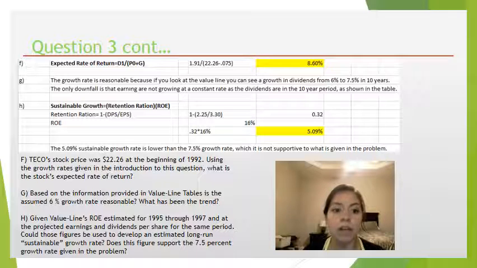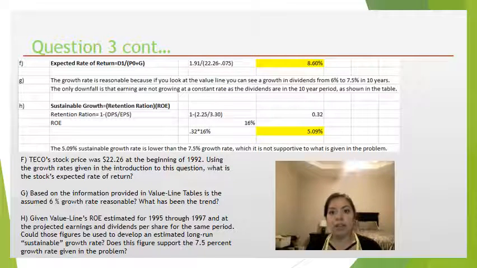So for part G on question number 3, it's asking if the growth rate is reasonable. If you look at the Value Line, the growth rate is reasonable if you're looking only at the dividends, since there is constant growth in the 10-year period. But when you're looking at the earnings, you can see that it's not constant growth. For the first 5 years it is up, and then for the next 5 years it drops down. And since we said earlier that in order for it to be a constant growth rate, they both must grow at the same rate.